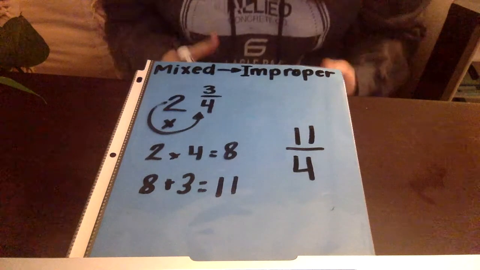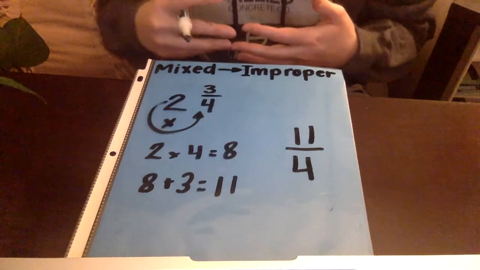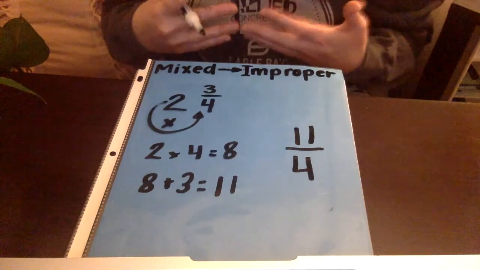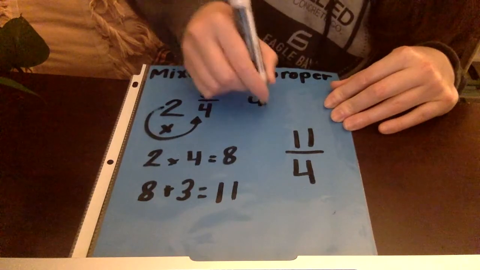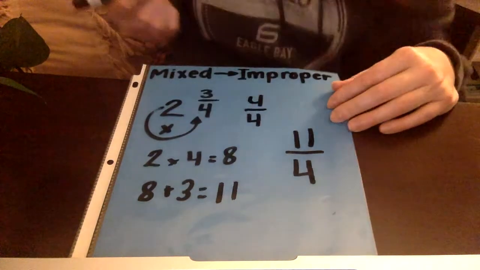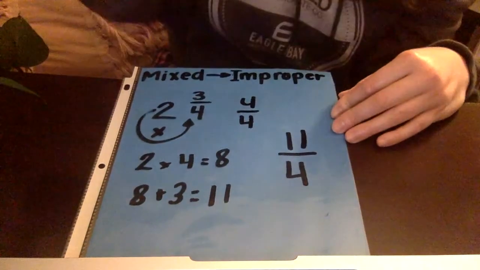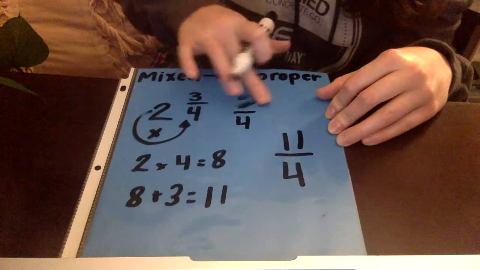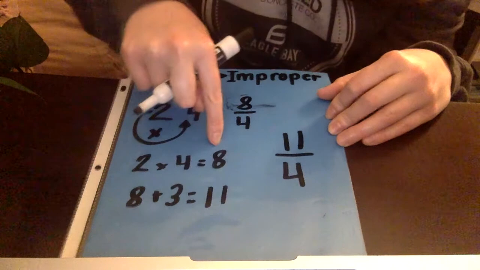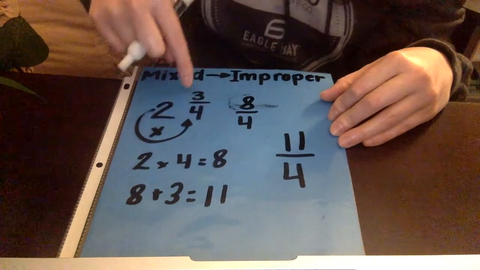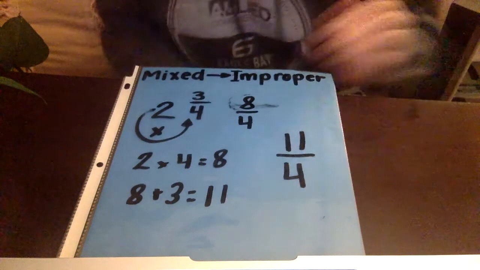So what I've really done here is take my 2 and turn it back into a fraction. So I know that 1 is going to be 4/4, and 2 would be another 4/4, so that's going to give me 8/4, which is what I got down here as my product, and then I've added it to my existing numerator, which was 3. 3 plus 8 is what gives me 11/4.